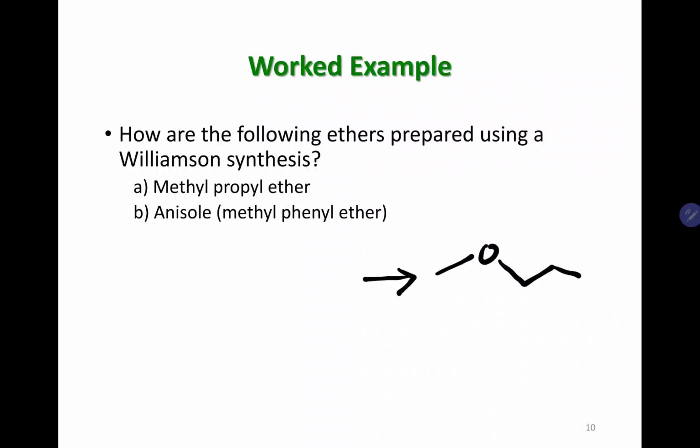I mean, this has to be done using Williamson ether synthesis. So you know that we use an alkyl halide and an alcohol, okay, to generate the alkoxide ion. All right, so you can get the methyl group from the alcohol, or you can get the propyl group from the alcohol. So let's first use the methyl group from the alkyl halide.